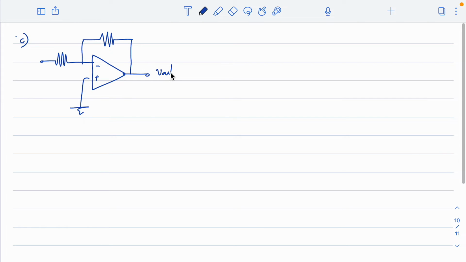Now this is V out, this is V in, and the question says that we need to have the original gain. Original gain is that gain with the feedback. So let me write it as AF with the feedback, which is V out by V in. This should be equal to minus 40, right?